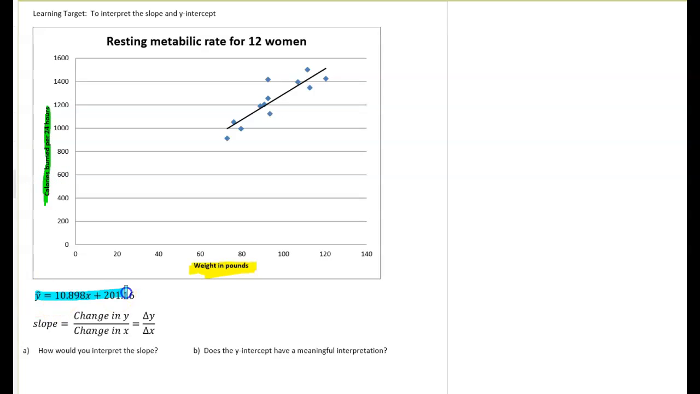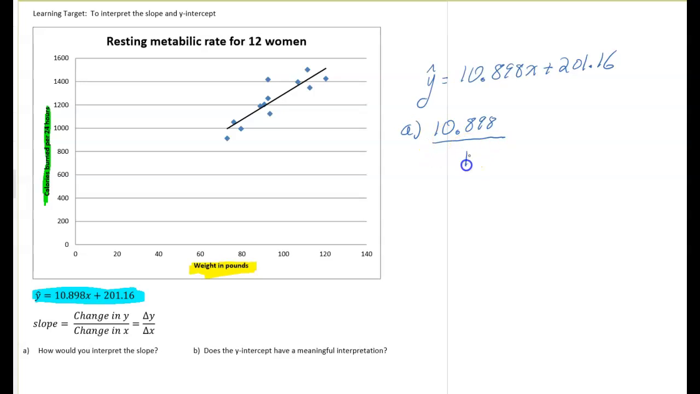So here in blue I wrote the least squares regression line. So I'm going to write a little larger here. Y hat is equal to 10.898x plus 201.16. So for part A of the problem, we want to interpret the slope.